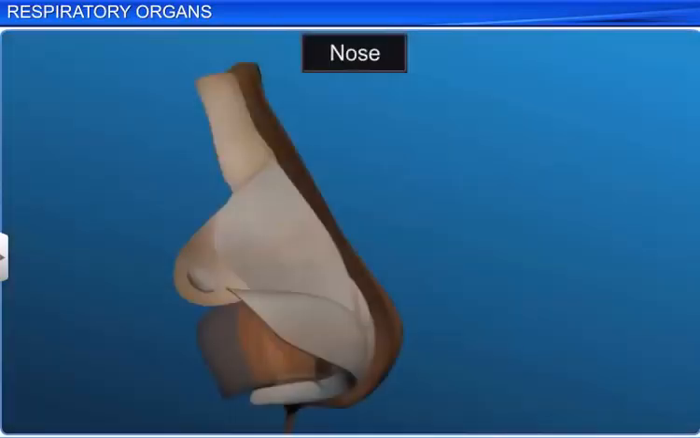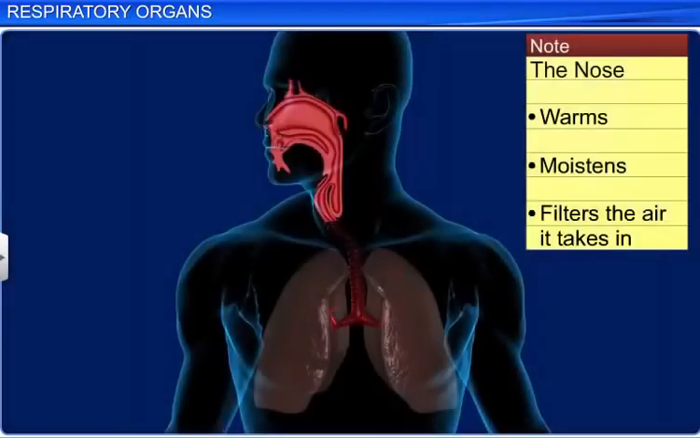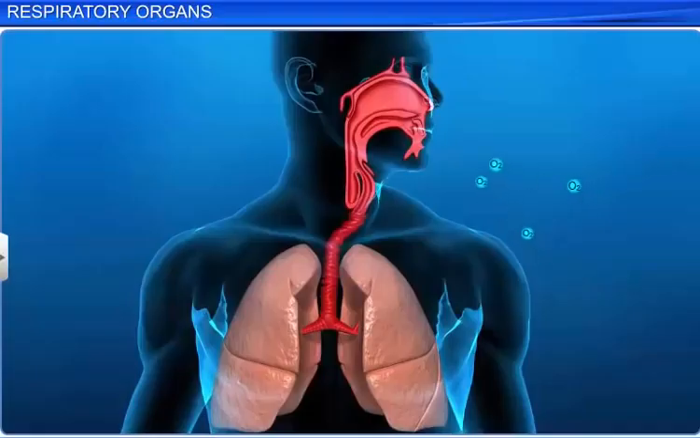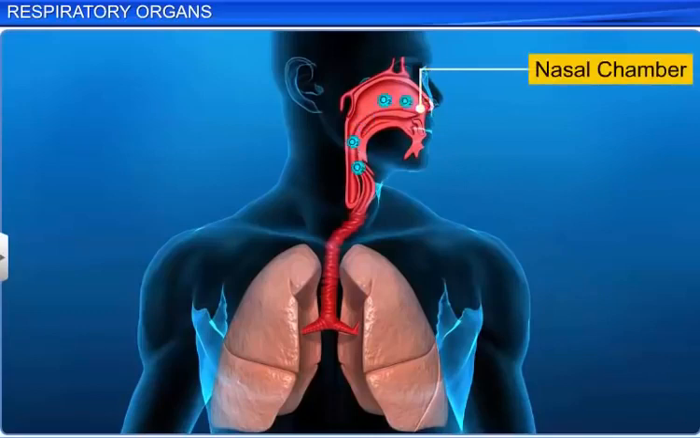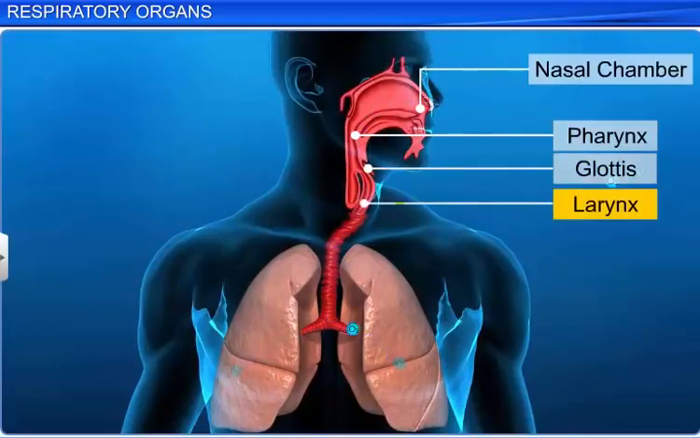The nose is made up of cartilage and bone. While inhaling, it warms, moistens, and filters air that enters the body through the nostrils. This air then passes through the nasal chamber. The nasal chamber opens into the pharynx, which is the common passage for food and air. The pharynx opens through the glottis of the larynx region into the trachea.